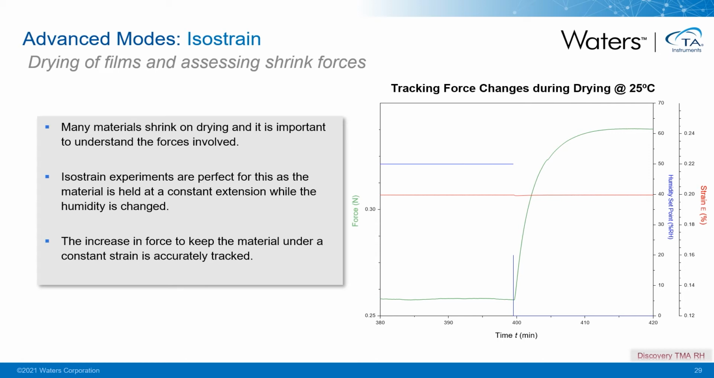This is very interesting to know in terms of potential failure. If a material can absorb and then desorb moisture, is there the potential for the material to fail due to shrink force? Are you going to get cracks in something, like your gelatin capsules? Is this going to lead to delamination of multi-layer materials? So measuring and being able to track shrink force is an important application.